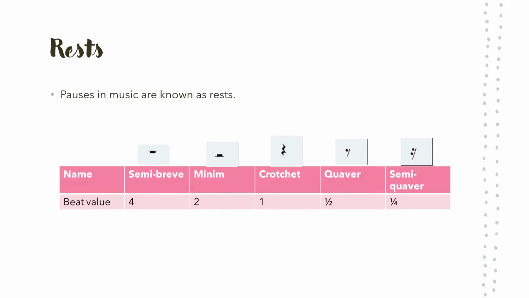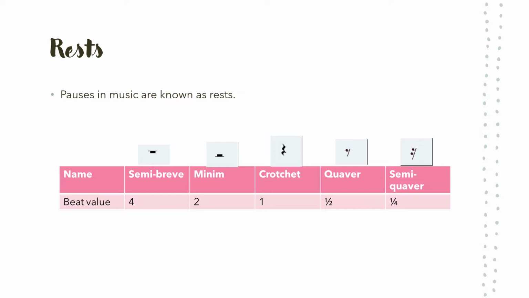Okay, so rests. Pauses in music are so important. Sometimes not playing anything is more impactful than playing something. So here are what the rests in music are called and look like. You use the same names as the rhythms. So a semi-breve rest, because a semi-breve rest has the beat value of 4.